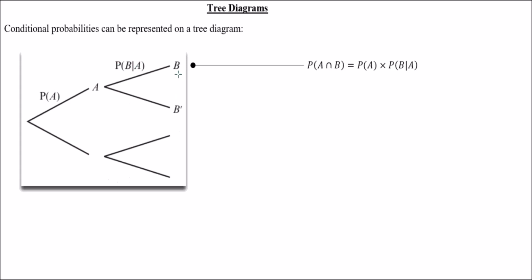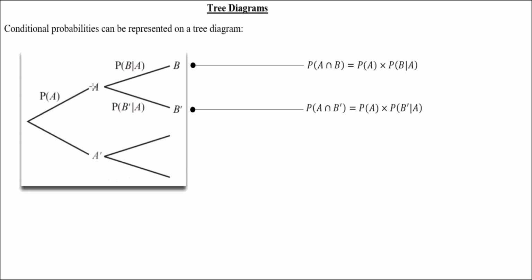Alternatively, if B did not happen, this would be B dashed. And so the probability of B not happening, given that A did, would be P(B dashed | A). And so this would be given by this formula here. The probability of A happening and then B not is the probability of A multiplied by the probability of B not happening, given that A did.